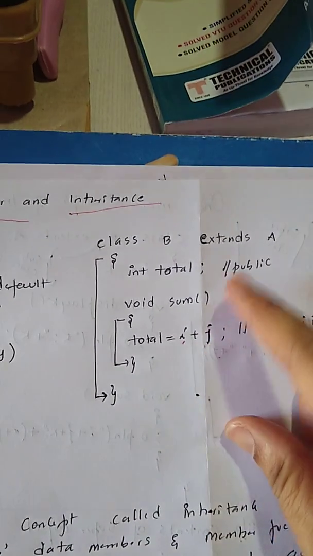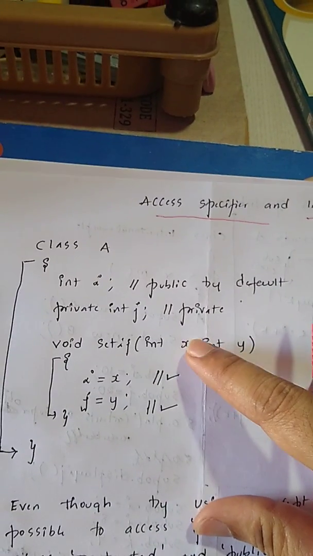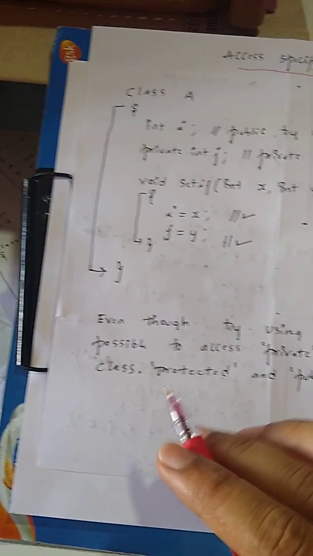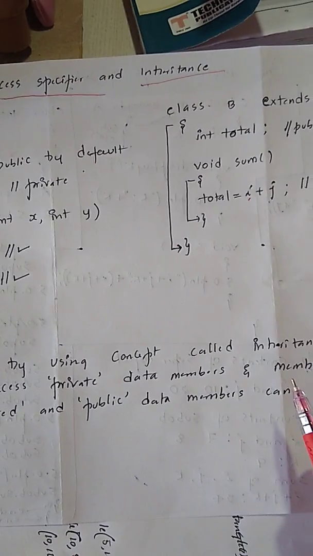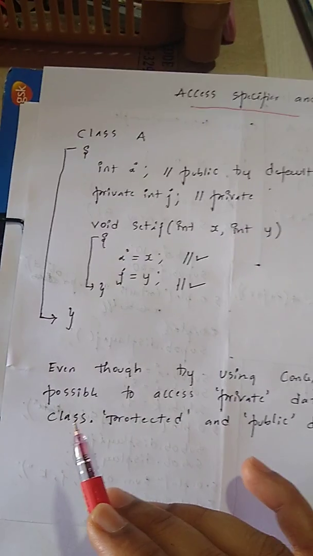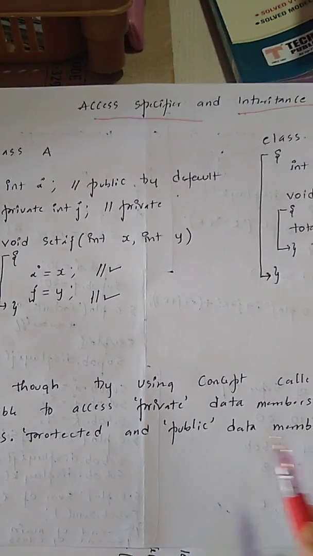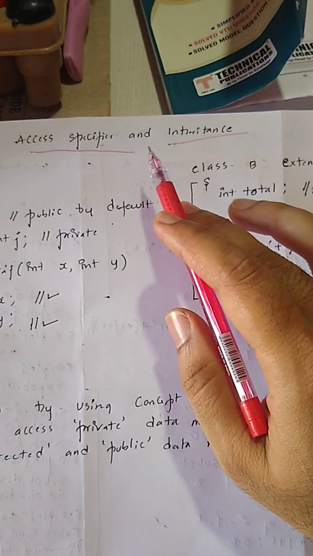Okay, so even though I am using inheritance, it's not possible to access all the data members. So I can access only if it is public or protected. Okay, so here I have written the conclusion. Even by using the concept called inheritance, it is not possible to access private data members and member functions outside the class, but you can access protected and public data members. Okay, that's the conclusion. Just copy this program also with the heading access specifier and inheritance.